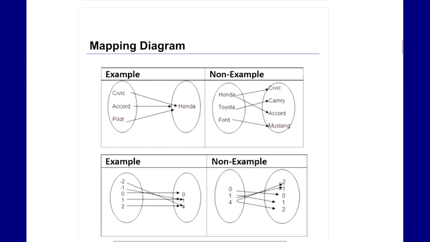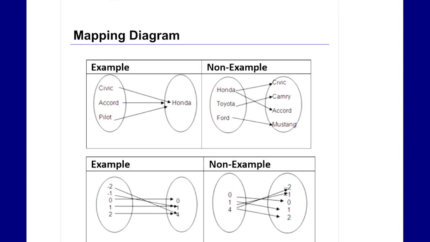First, what we have is what we call a mapping diagram. It's similar to a table of values, but sometimes it's more about seeing, when one input is given, what is the output. For example, in the first one, we have different car models. A Civic goes to Honda. Accord goes to Honda. Pilot goes to Honda. The first oval represents the input, or your x values, and the second one represents your output, or your y values.